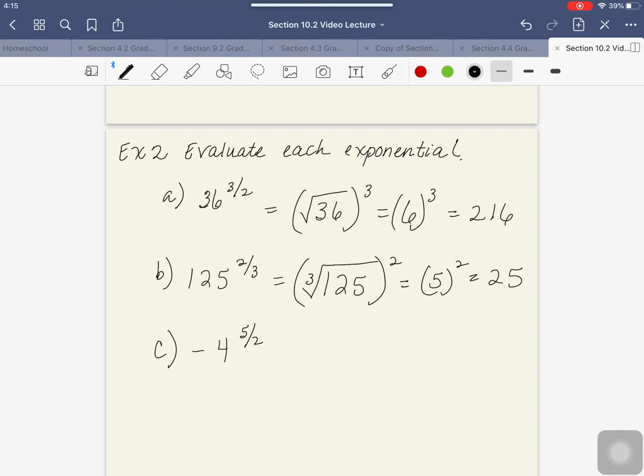Okay, -4 to the 5/2 power. Remember that rational exponent only applies to what's immediately in front of it. So I'm going to leave that negative out front and then take the square root of 4, and then I'm going to take that and raise it to the 5th power. So the square root of 4 is 2, and so then -2 to the 5th power, bring that negative over into your answer, -32.